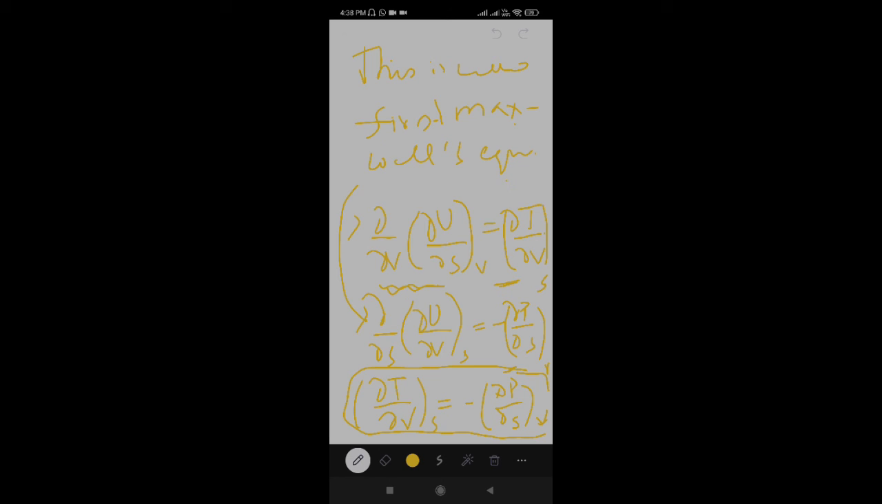If you go for the next thermodynamic potential, then you are going to get another Maxwell's equation. If you want to get the second Maxwell's equation, you have to start with the definition of a free energy function, free energy F. So next we have to define free energy and follow the same procedure in order to get the Maxwell's equation.